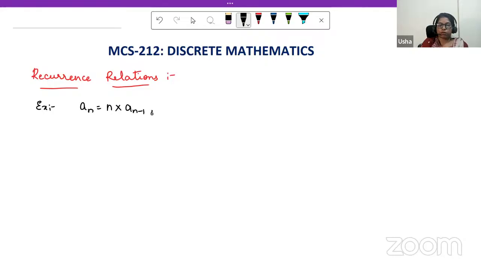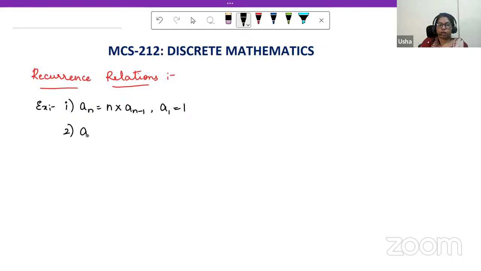So for recurrence relation, any relation that is expressed in terms of itself, but for smaller input value, that is a recurrence relation. And always an initial condition is given. Example is an = n * a(n-1) with a1 = 1. That is, 1 factorial is 1. For all the other factorials, it is n into the previous factorial.